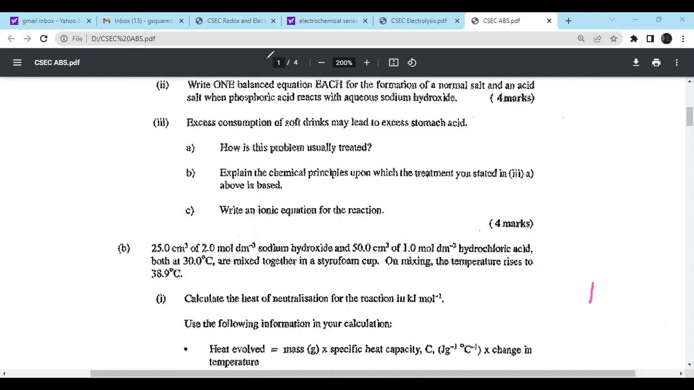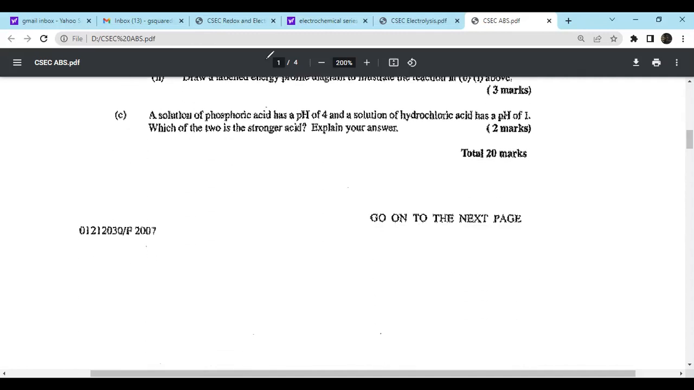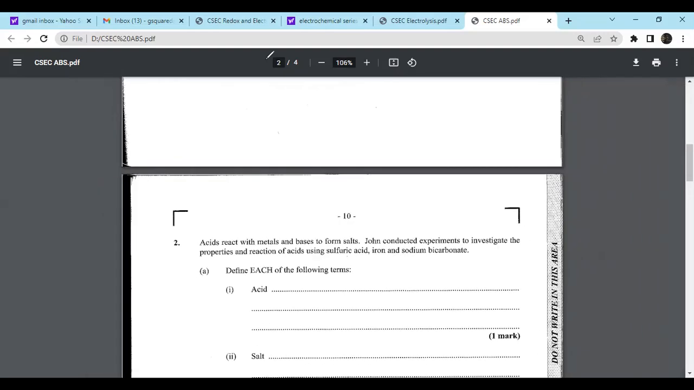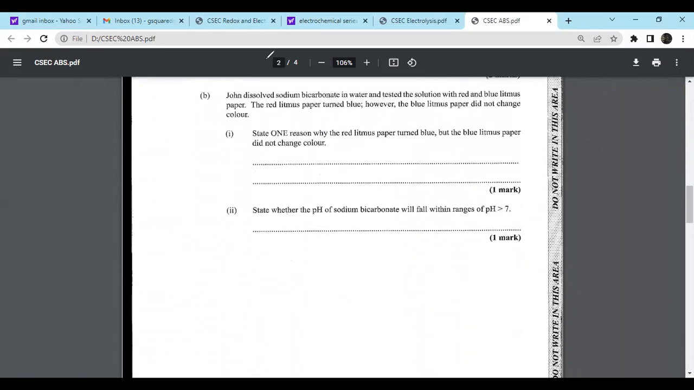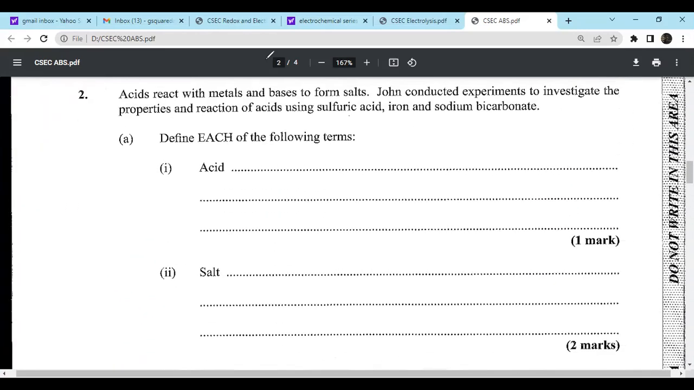All right, this question is from energetics, and we did that. So we press on. Here we go. That paper was actually from 2007. This one now is from 2021. So let's see what this one is saying.